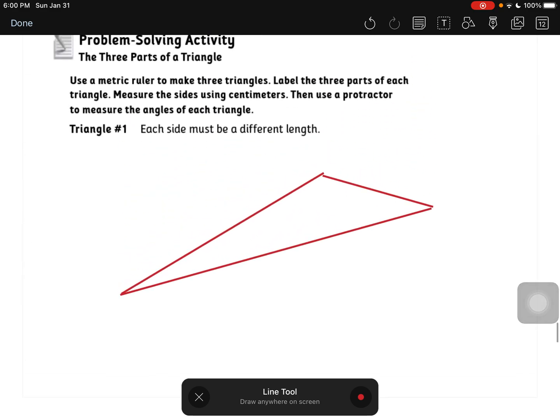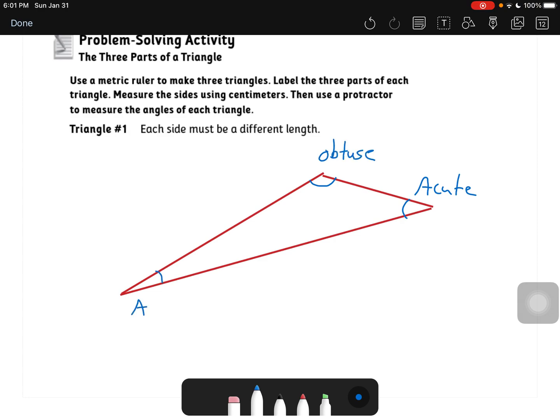I'm not using a protractor to measure these angles, but if I wanted to talk about these angles, I could say that angle is acute because it's less than 90. This angle right here is obtuse, and then this angle here is acute again.